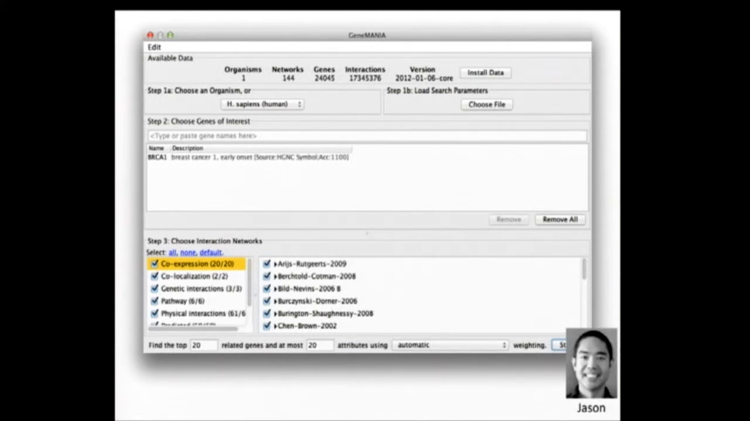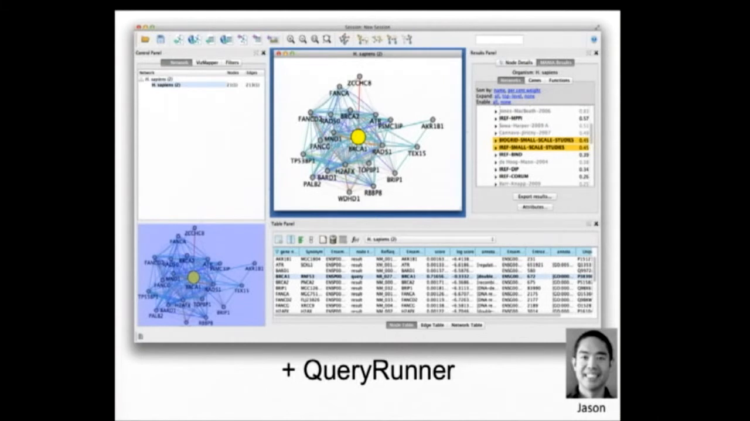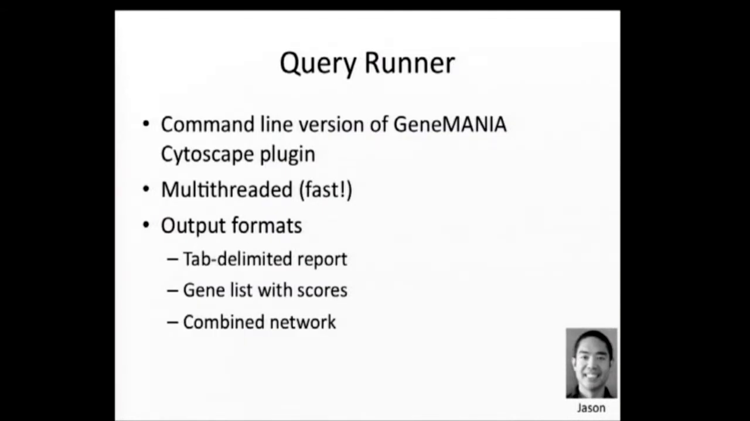So this is Cytoscape, and this is our Cytoscape plugin. And there we go. It has all the functionality of the website. You can download the data. The nice thing about it is we actually have command line versions so that you can make your own version of GeneMania. So you can make it for your own organisms. Right now, we only support 7 of them.